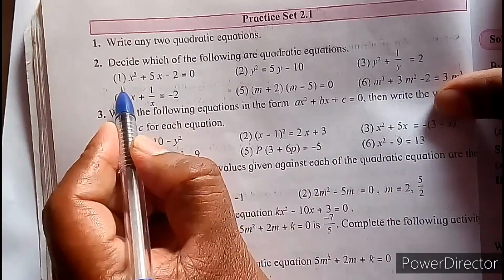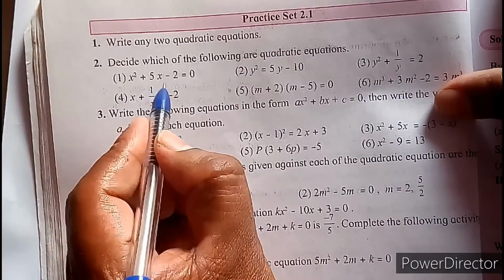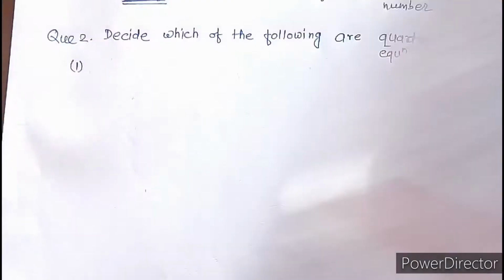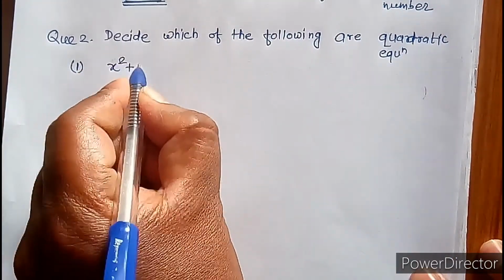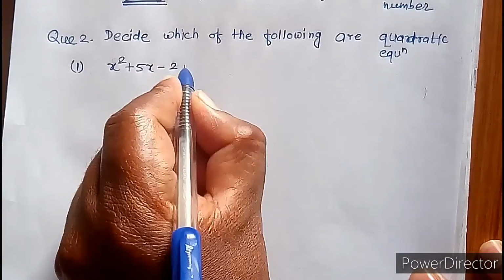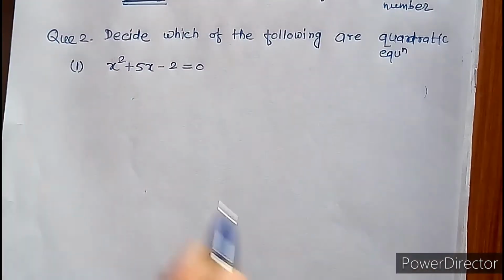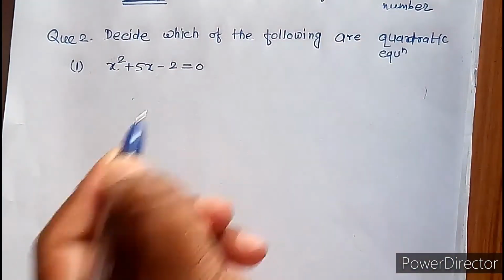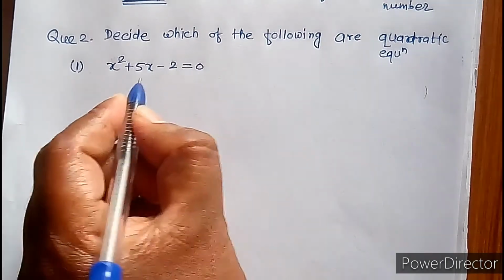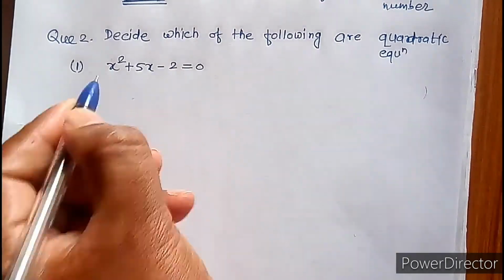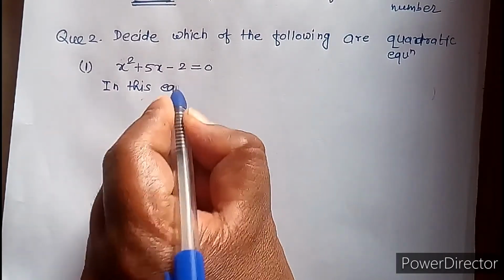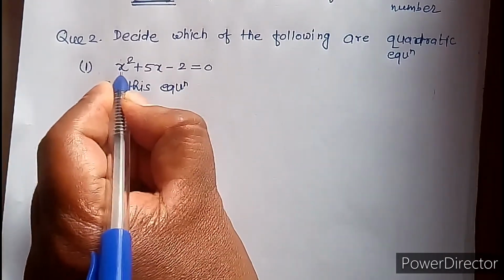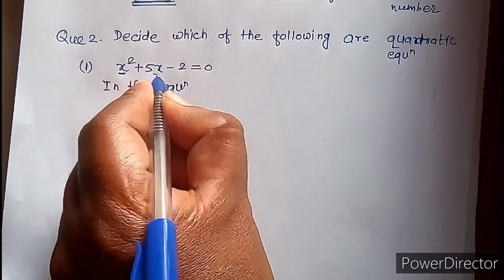The first sub question of question number 2 is x square plus 5x minus 2 equals to 0. Write down here, that is x square plus 5x minus 2 equals to 0. Decide which of the following are quadratic equations. We have to decide, is it a quadratic equation or not. Here in this equation, there is only one single variable, that is x.